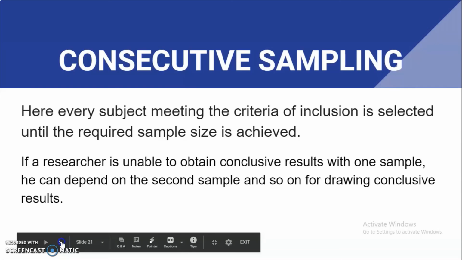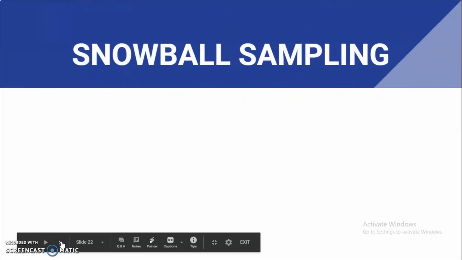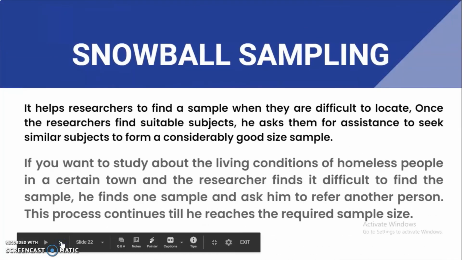So if you want to select some 50 students, whoever comes first, we will do that consecutive sampling. We will take the first 50 and then we will see, and if the researcher finds that this result is not good, then he can go for another 50. So here every subject meeting the criteria of inclusion is selected until the required sample size is achieved. And then the next one is the snowball sampling.